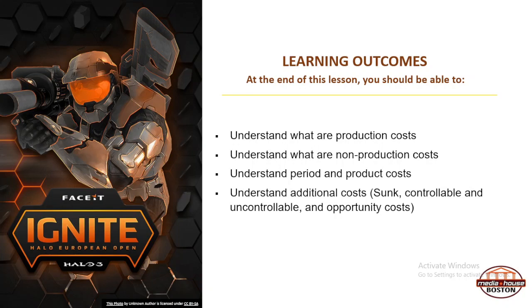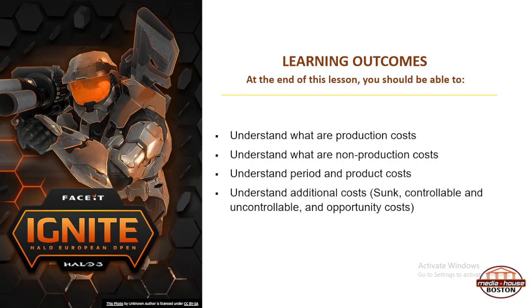So today's lesson outcome is that we're going to be covering costing of your product as well as of your services. By the end of the lesson, you need to be able to understand what production costs are, what non-production costs are, understand the periodic and product cost, and understand additional costs such as the sunk, controllable, uncontrollable, and opportunity cost. Those are some of the costs that you have to understand by the end of the lesson.